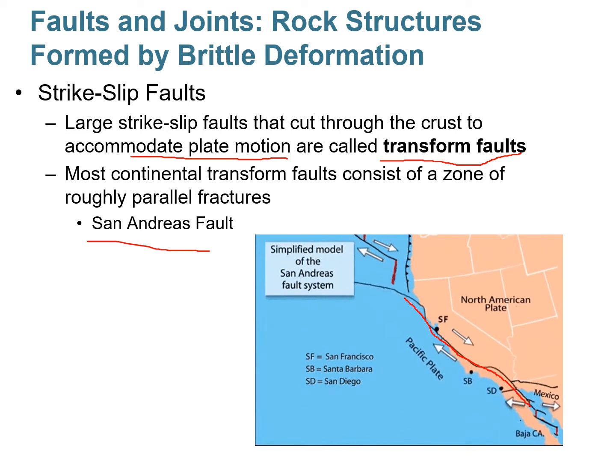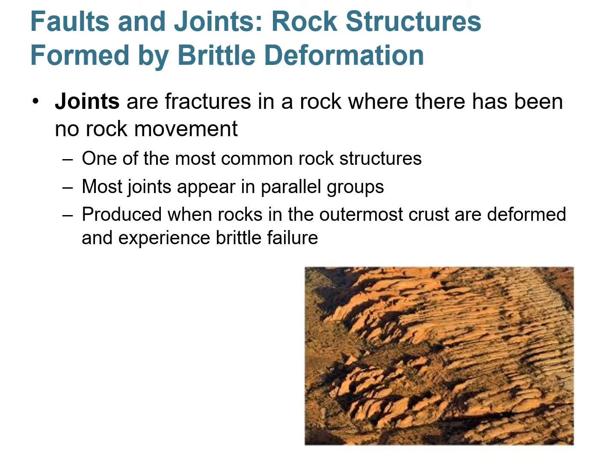And then there's one that goes through part of the Caribbean plate, and goes right through Guatemala. Okay, joints are fractures in a rock where there's no movement, so it's kind of like the rock is expanding and cracking in this parallel fashion. So these are all joint cracks right here. You see that? They mostly occur in groups, okay? And so when rocks are on the outermost crust, they'll experience this brittle failure.